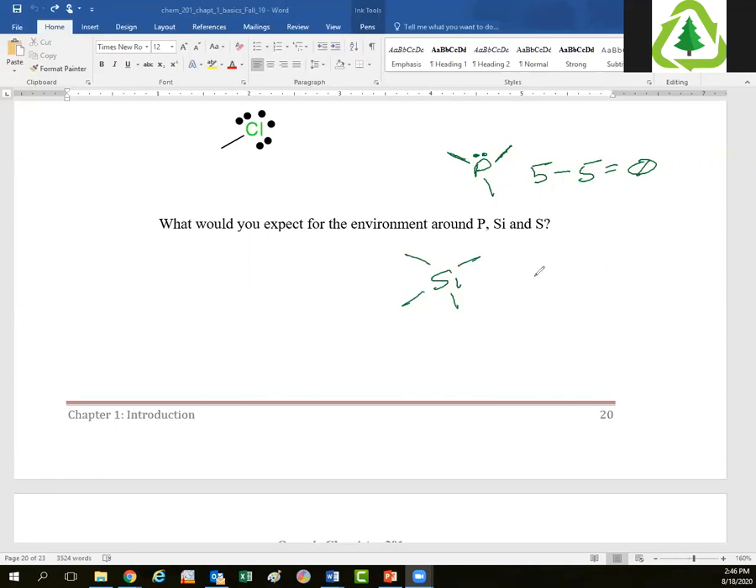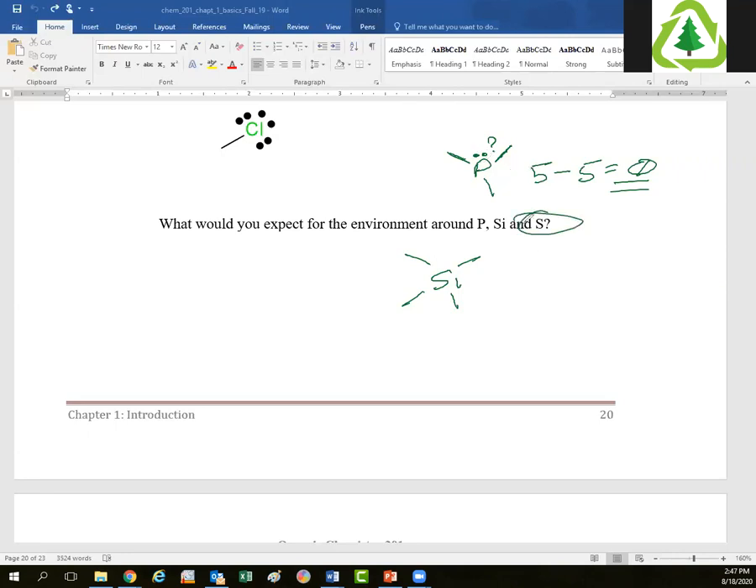So four chemical bonds expected for silicon, no lone pairs. Three bonds for phosphorus and a lone pair. That's the only way for it to be neutral. And so if there is a charge shown in the top right-hand corner, that would mean that something else is going on. A different number of bonds and lone pairs.